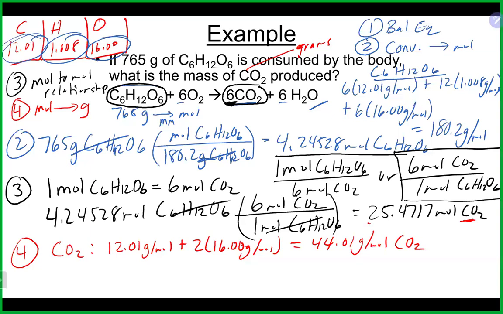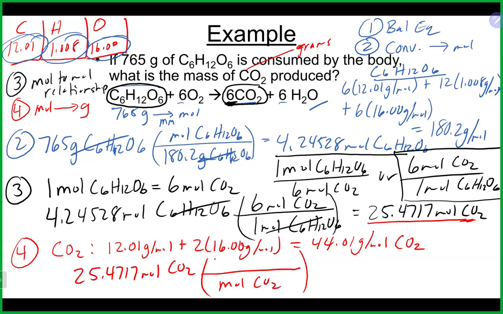So continuing with our number from the previous step, 25.4717 moles of CO2. Here we do want the moles to cancel, so the moles will go on the bottom. The grams will go up on top. And that will get us here about 1,121 grams of CO2.